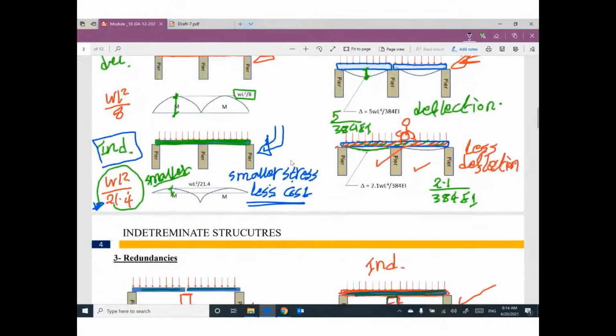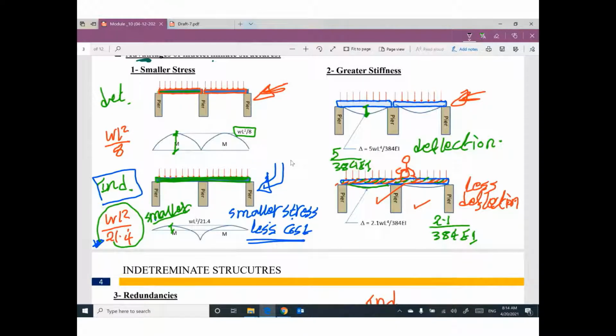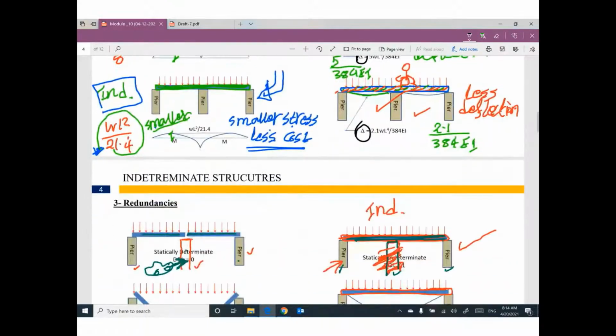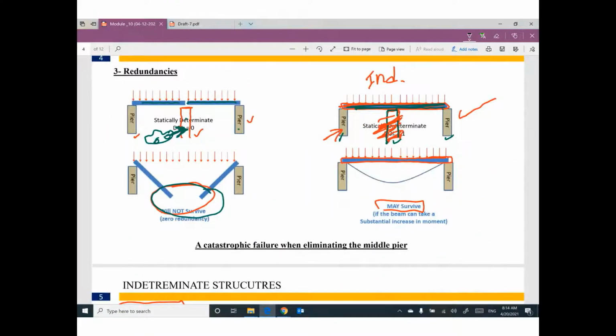If we have a structure, I would like to make it stronger, with less deflection. What type of structure do you recommend? If I expect something wrong will happen to the supports, a car accident, any reason we can expect losing one of the supports, do you like to make your structure determinate or indeterminate? Do you remember? If your structure is determinate and you lose one of the piers or the supports, catastrophic failure will happen. But if your structure is indeterminate, it can survive, probably.